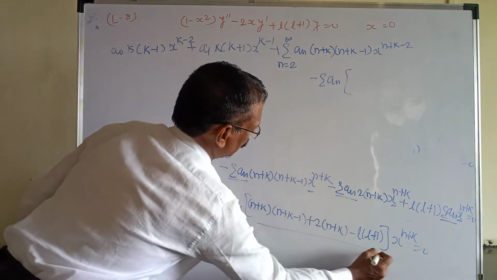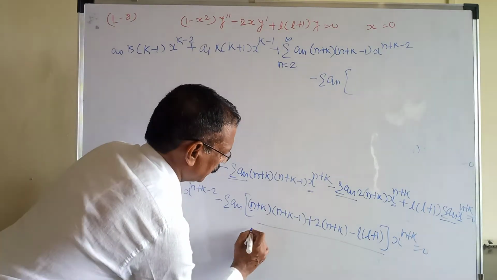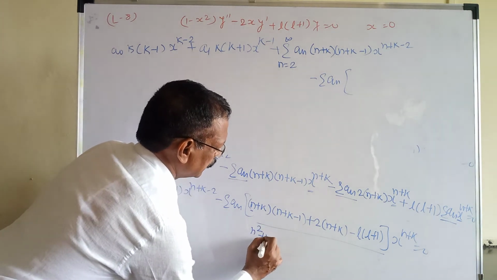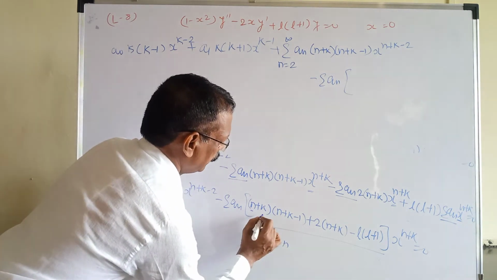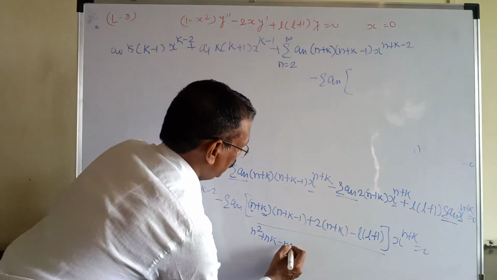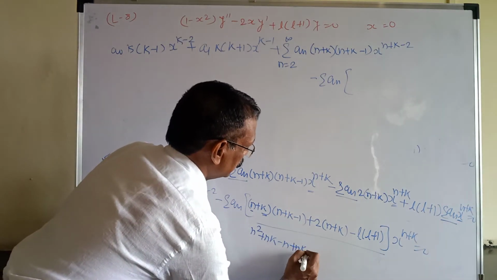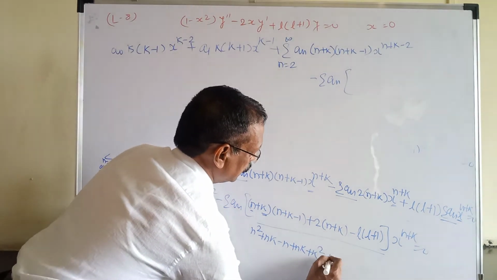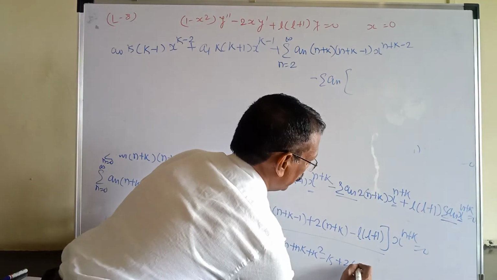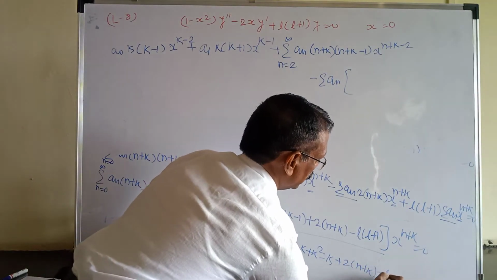Now what is the bracket term here? We solve this equation. Multiply n by the bracket term, and you will get n square plus nk minus n. Now multiply by k, it is plus nk plus k square minus k plus 2 into (n plus k minus l) into (n plus 1).